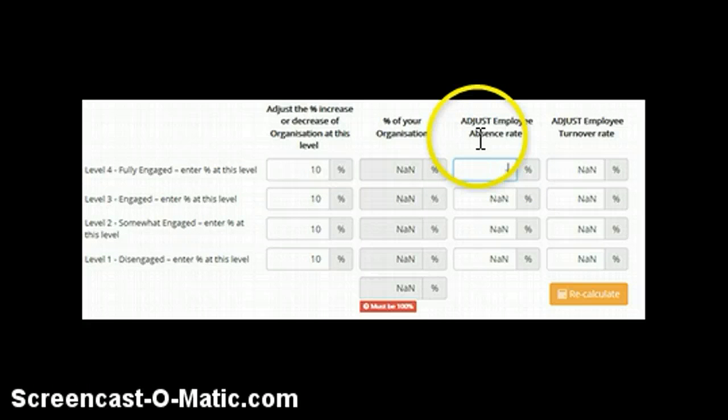And we're going to take that down. We're not going to go too crazy. We're going to take it down by 5%. So again, that will be across each and every area of the business.